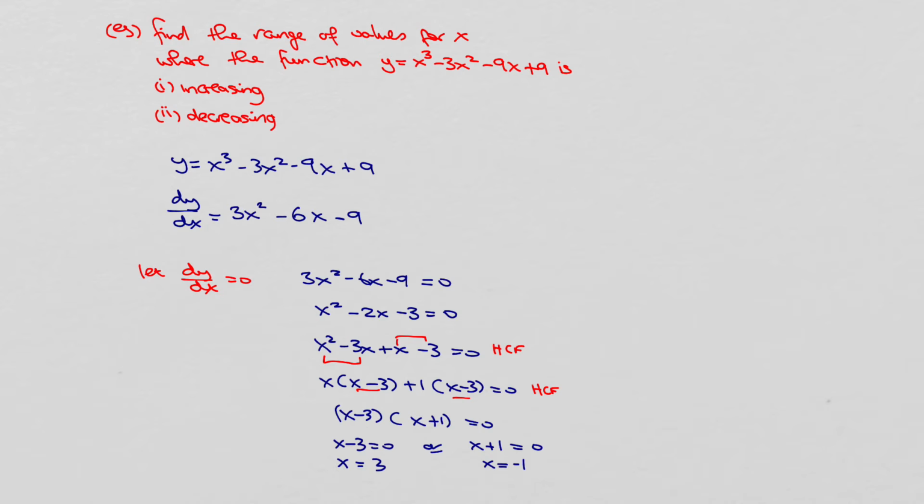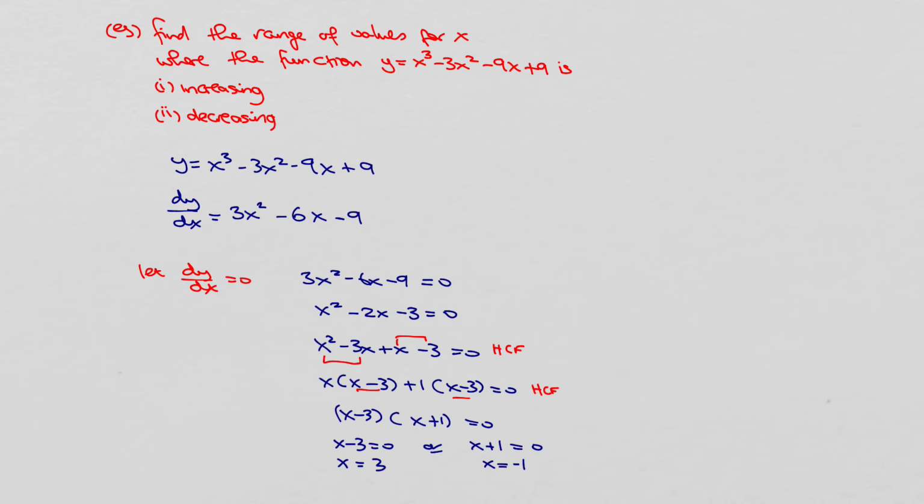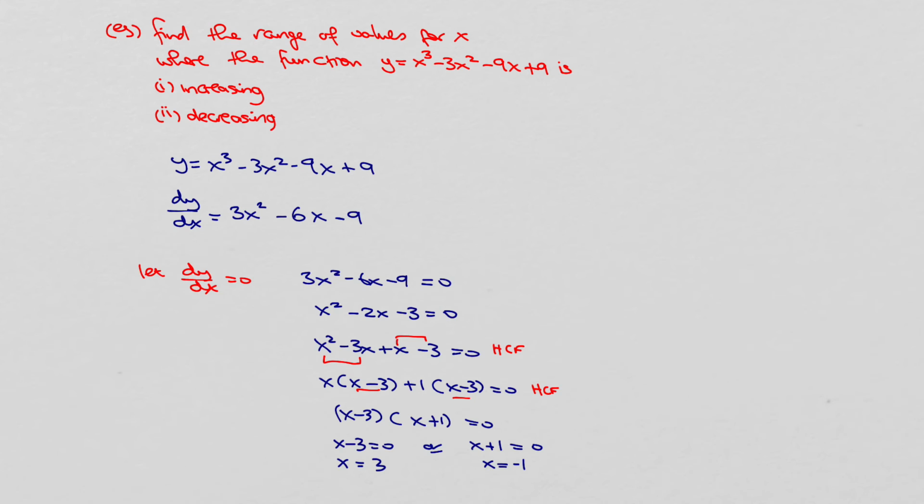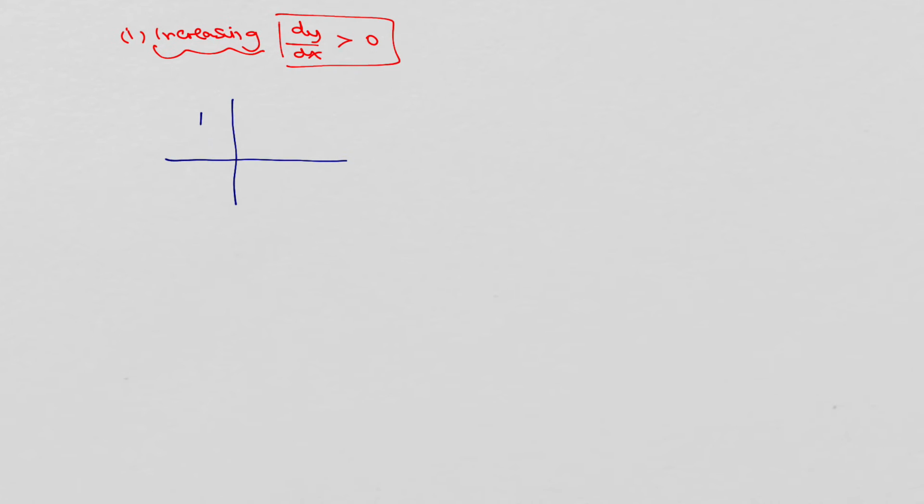I now need to find where it is increasing and where it is decreasing. Let's look at increasing first. For increasing, we know that dy/dx, the slope, has to be positive, so dy/dx must be greater than 0. If I sketch the derivative graph, I can see it is a U-shaped quadratic because it's a positive x squared. And we've just found that the roots of this are 3 and minus 1.